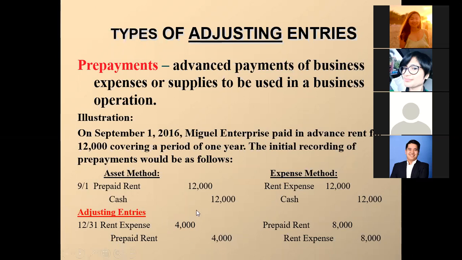So you have 4,000. What is the entry for this? You will now recognize rent expense of 4,000. Why? Again, because it is already used, already consumed assets. It is now part of your expense. How about credit? Of course, the prepaid, para yung prepaid mo na lang ay 8,000 na lang. Why 8,000? It is for the next year, di ba? Until August 31. Understood? Malinaw ba? The concept of the prepayments?